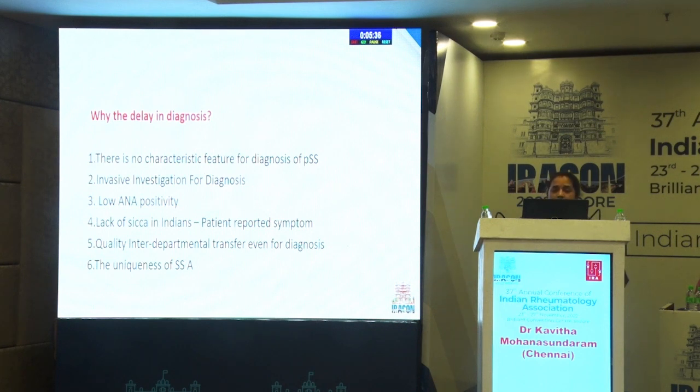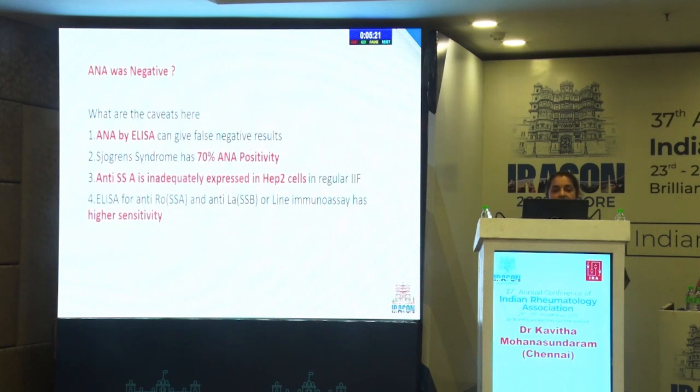Out of most of the rheumatological diseases, Sjogren's has a tendency to have very low ANA positivity. Lack of Sicca in Indians and quality interdepartmental transfers is needed even for the diagnosis of primary Sjogren's, and the uniqueness of anti-SSA. So ANA was negative, of course ELISA does give false negative results.